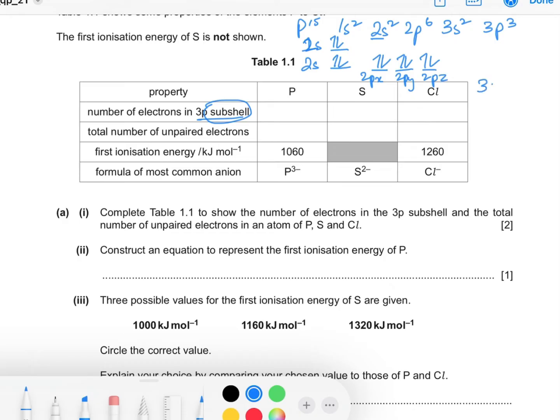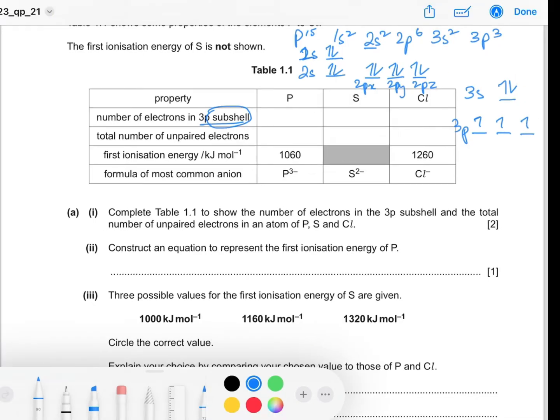Then you have the 3s orbital, which is also occupied by 2 electrons, and then you have the 3p orbitals, and each of them is filled by 1 electron. As I mentioned earlier, electrons always prefer to occupy an empty orbital, and when all of them are occupied by 1 electron, then electrons start pairing up.